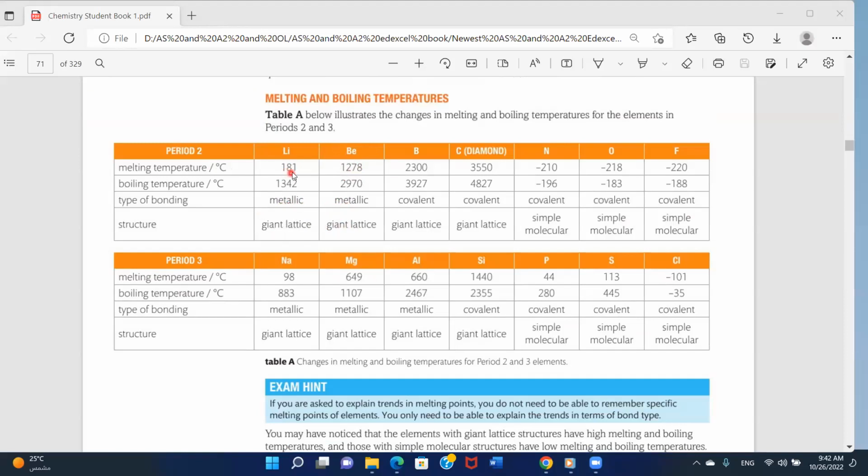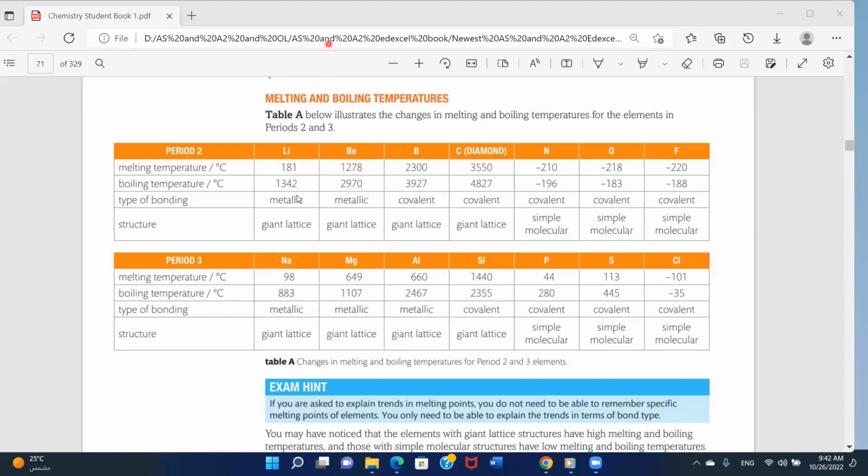lithium. Of course, the boiling temperatures and melting temperatures are related. So if the melting temperature of beryllium is higher than that of lithium, the boiling temperature also is higher than that of lithium. Now, why does beryllium have a higher melting point than lithium?